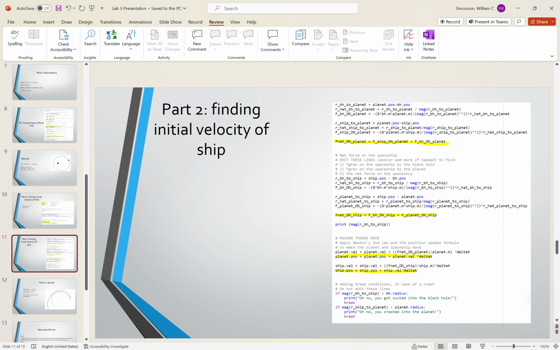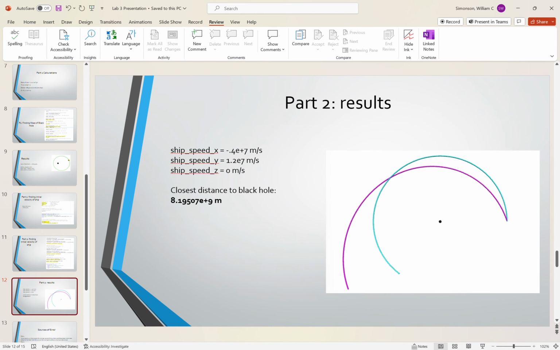Then we use these with Newton's second law and updated the position using the change in force. Using these, we plugged in initial velocity values based on this, and trial and error, so that you can find an initial velocity with components for the ship that allow it to get closer to the black hole without crashing into it nor the planet.